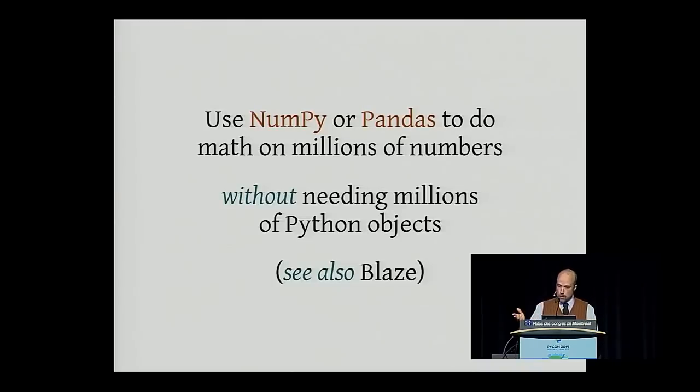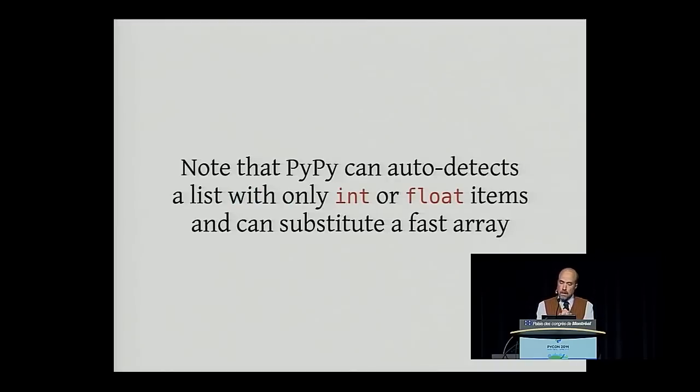Use NumPy or a similar library with more of a data orientation called pandas if you need to do math on millions of numbers without needing millions of Python objects. There's also a replacement to NumPy that's on its way that you might also want to look at called Blaze. Note that if you use PyPy as your interpreter, it can auto-detect if you have built a list with only ints or floats in it, and might, if it wants, substitute a fast array for it.